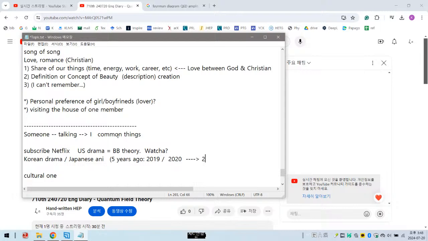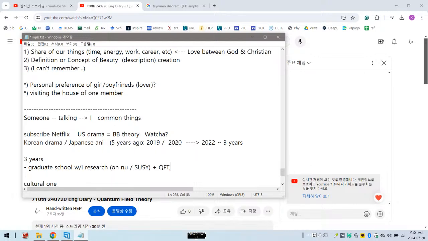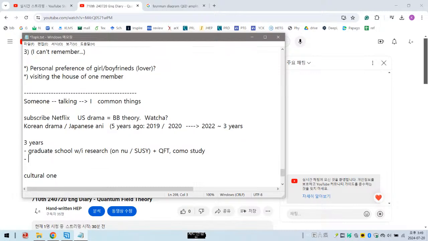So I returned to this city in January 2022, about 3 years ago. And these 3 years correspond to graduate school, with research on neutrinos and supersymmetry. Also, I studied quantum field theory and cosmology by myself, and there is also a new church for me in my life.